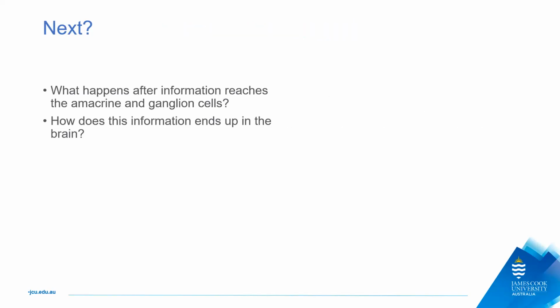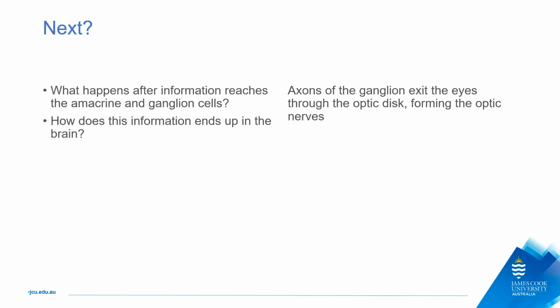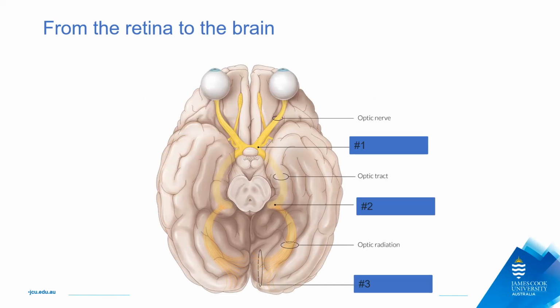So what happens after all the information reaches our ganglion cells? And how does all this information end up in the brain? At this point in time, we have to talk about the events that happen after the optic nerves leave our retina. So from the retina to the brain, this is also a revision from one of our slides from yesterday's lecture.